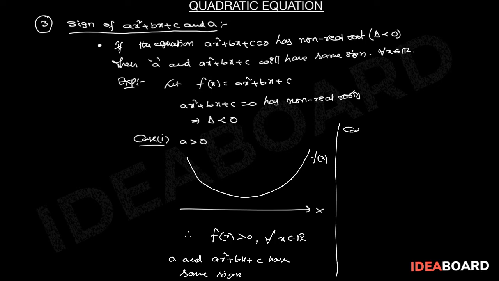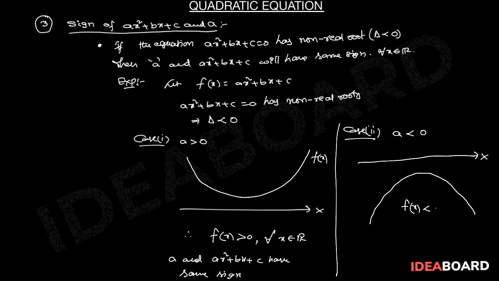Case 2, a is less than 0, that is a downwards parabola, the curve below the x-axis does not meet the x-axis nor touch the x-axis. So, f of x less than 0 for all x belongs to R. Therefore, a and ax square plus bx plus c will have the same signs.